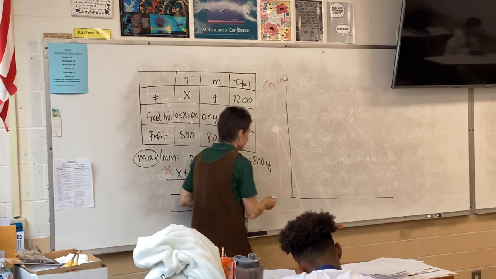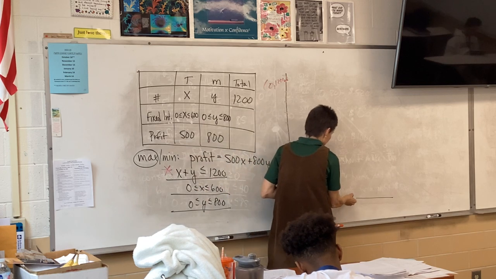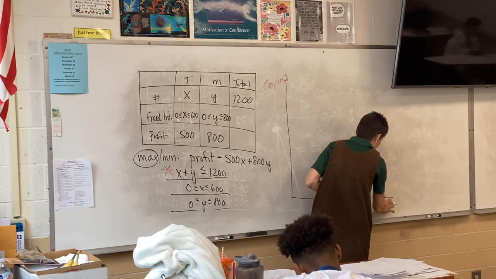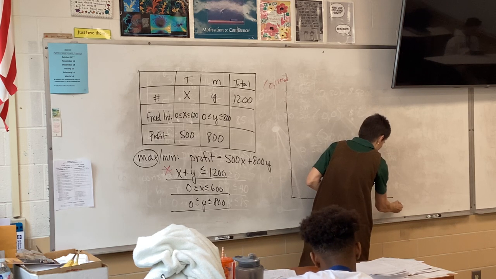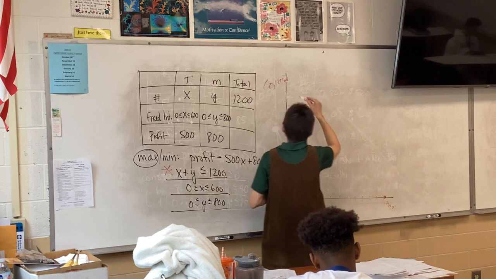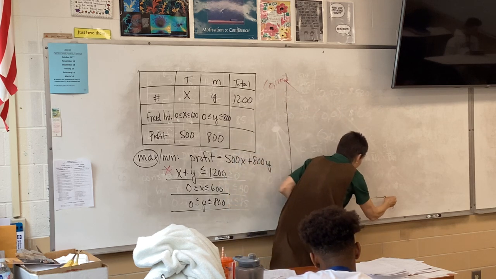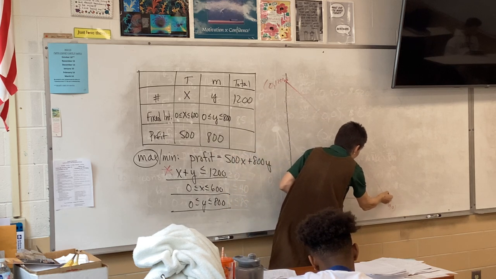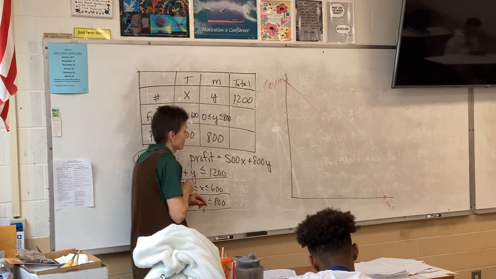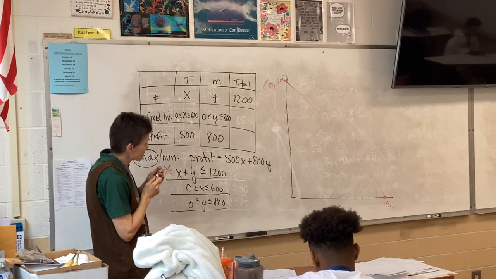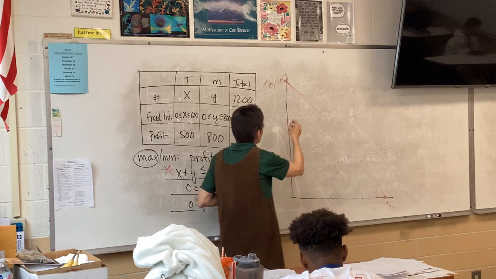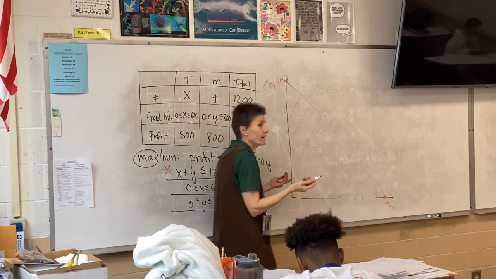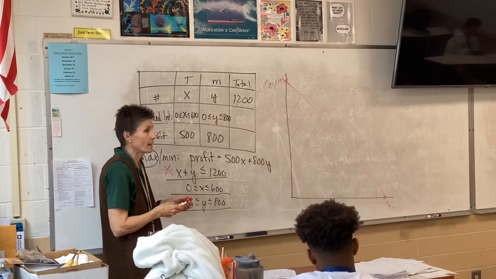And the same for X. 1, 2, 3, 4, 5, 6, 7, 8, 9, 10, 11, 12. And where is that shaded? I got my usual triangle. See, like we always start off with this triangle. Okay, got it.